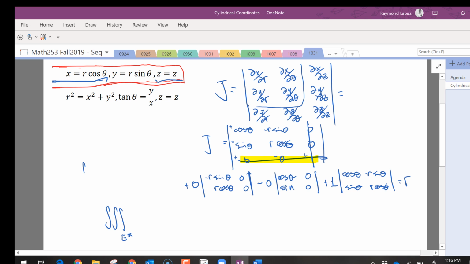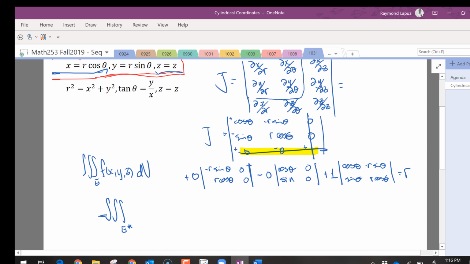So from the triple integral over E of f of x, y, z dV, we're going to be able to go to E star, which is going to be the new region that you're dealing with, which hopefully will be easier. Then the function, except instead of x being x, it has to change into something with r, theta, and z. So x is r cosine theta, y is going to be r sine theta, and z is still going to be z. And then our dV now will change to our Jacobian.